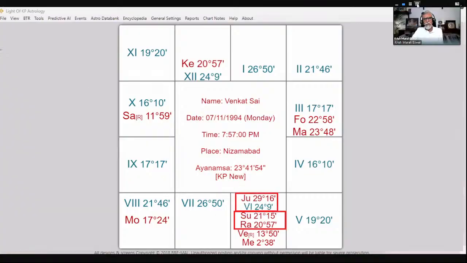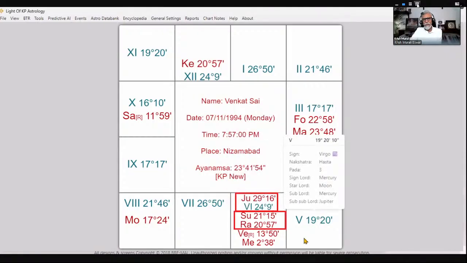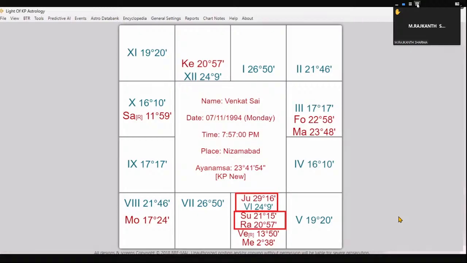6th house result will be very, very strong for the person, sir. Yeah. Very strong. Very poor immunity. Infectious diseases will come. The person will fall sick very frequently. Sir, 20 degrees 57 minutes. Sorry, 21 degrees 50. Both give one result only, sir.